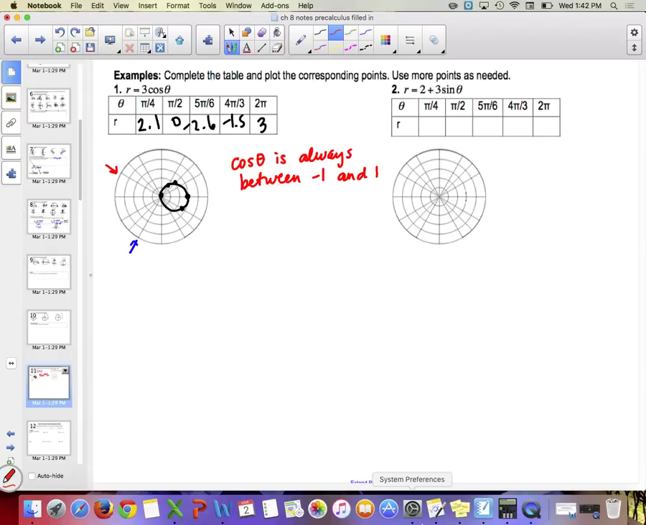So think about what you plug in for theta to get a cosine value of 1. You plug in 0 or 2 pi, right, to get 1 out. Does that make sense? So in this case, we would have 3, because we're doing 3 cosine of theta. So if we plug in 0, we get 3. What do I plug in for theta to get -1 out for cosine? Cosine of what gives me -1? Pi, right?